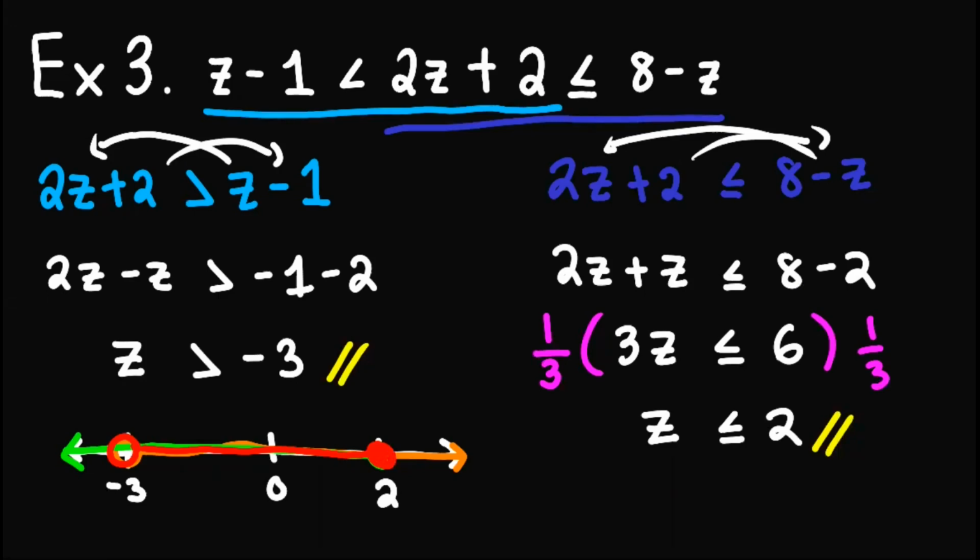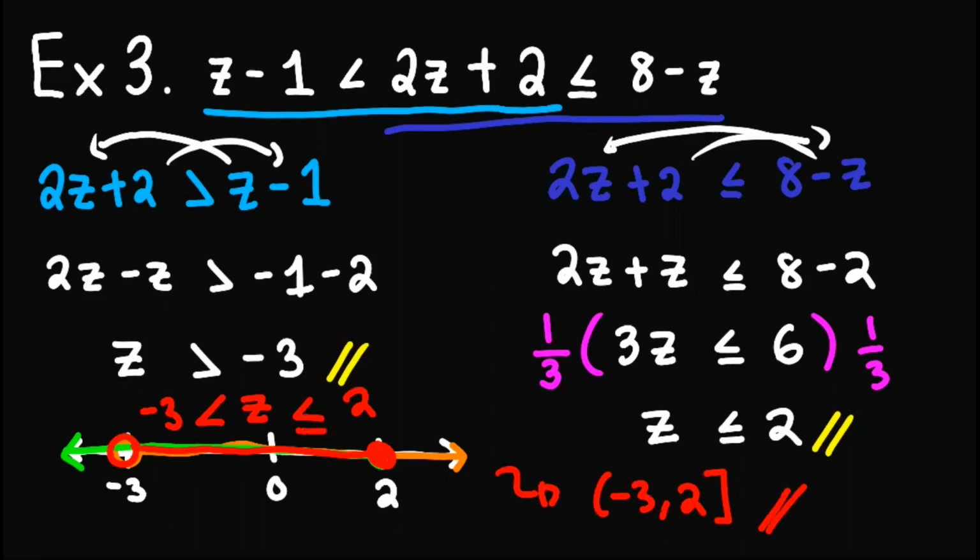So therefore, this one out here is actually z is from or between negative 3 to 2 with 2 included. Or in solution set, we write that one as negative 3 to 2 with 2 included. So we use a square bracket. And that is the answer for this problem. So the values of z that satisfy the inequality only range from this interval.